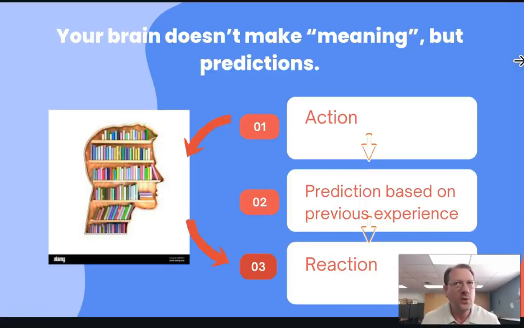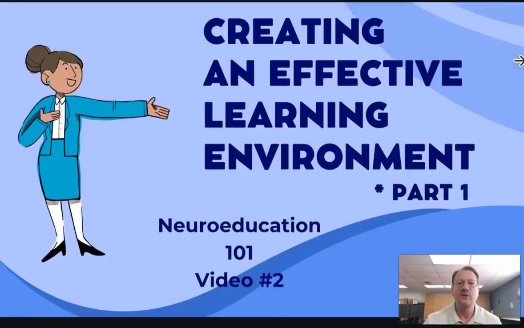A real quick review of that video: our brain doesn't necessarily make meaning the way we think it does, but rather our brain makes predictions as to what is about to happen, and it bases those predictions on our previous experiences in that situation. Again, please watch that first video. We want to keep that in mind: action, prediction, reaction. We want to keep that in mind when creating an effective classroom environment for our students, which is what this video is all about. It's going to be in two parts, just to keep the video short.